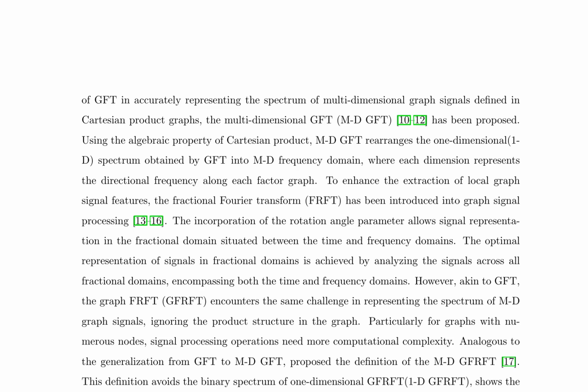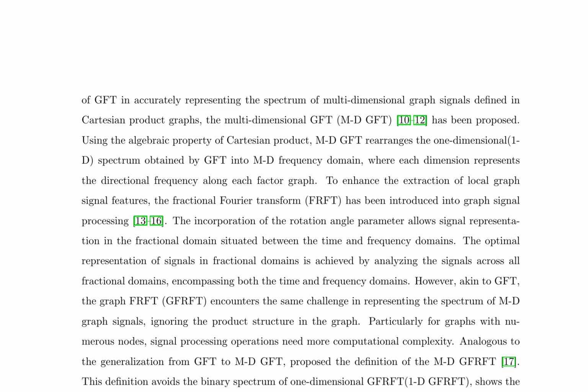processing. In the realm of graph signal processing, the graph Fourier transform, GFT, and its variants have been pivotal in representing and analyzing graph signals. However, these transforms often disregard the product structure inherent in multidimensional graphs, leading to a lack of directional information in the signal spectrum. To address this issue, the multidimensional GFT, M-D GFT, was proposed, which rearranges the unidimensional spectrum obtained by GFT into a multidimensional frequency domain, capturing the directional frequency along each factor graph.